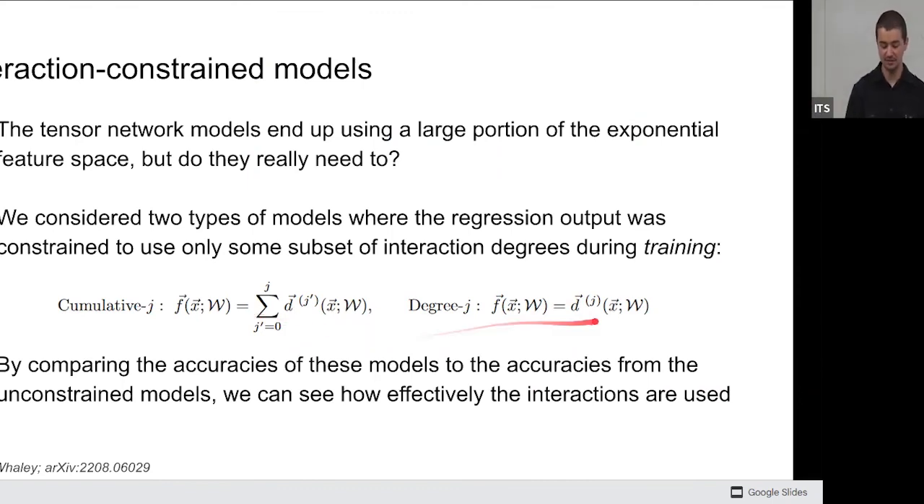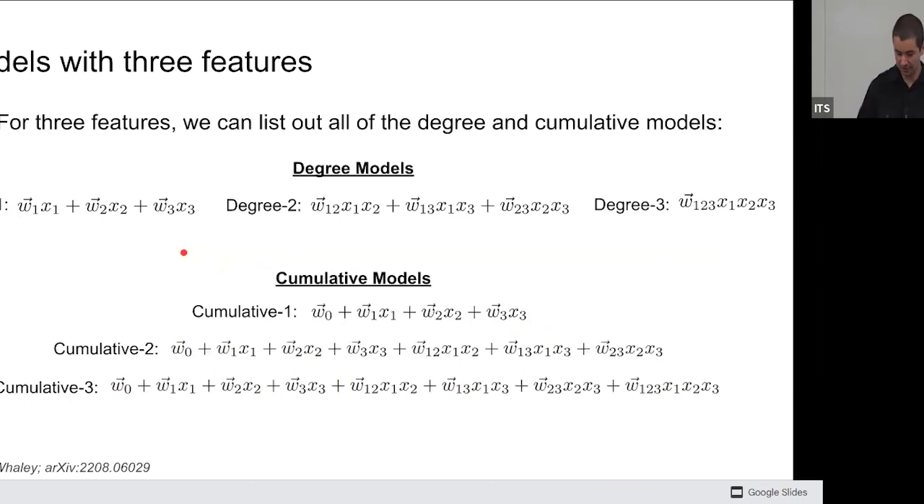We had 2 different types of these. The cumulative one takes all of the degrees up to some point. The individual one just takes each degree separately and trains it on its own. Just to make sure we're all clear here, degree 1 has just linear regression terms. Degree 2 is products. Degree 3 is triplets. The cumulative 1 is up to single, so it includes the bias term. Cumulative 2 is the single terms and double terms all together. And cumulative 3 is the entire thing on its own. So the cumulative ones include all lower ones. The degree ones are just individually done.